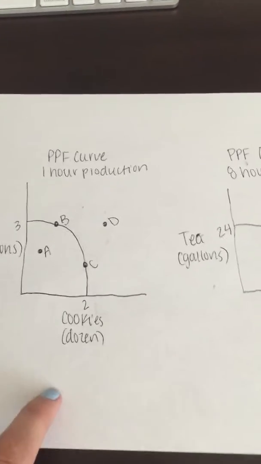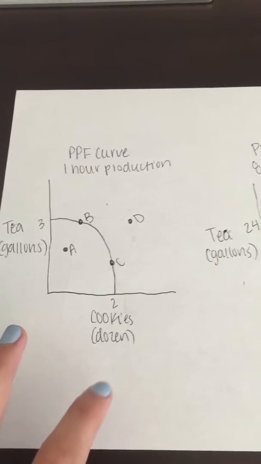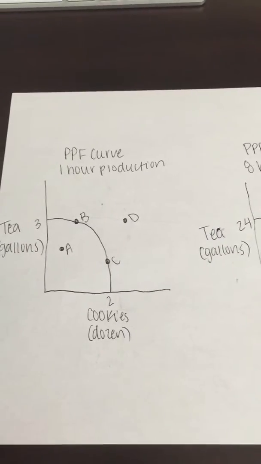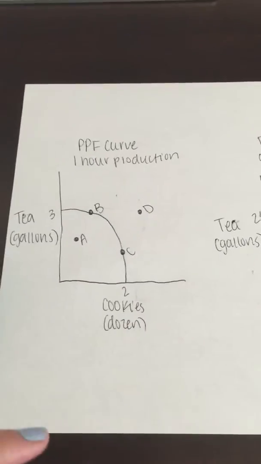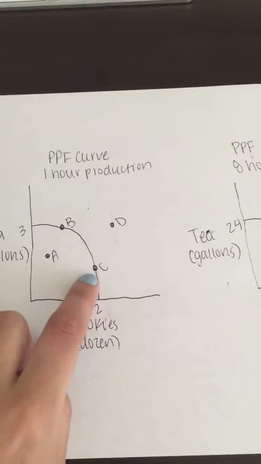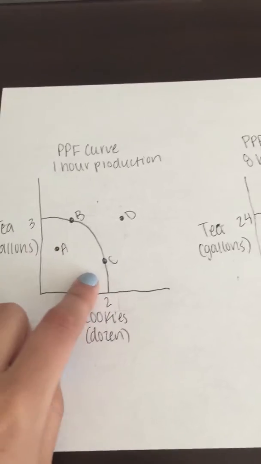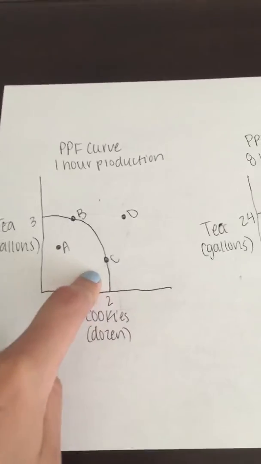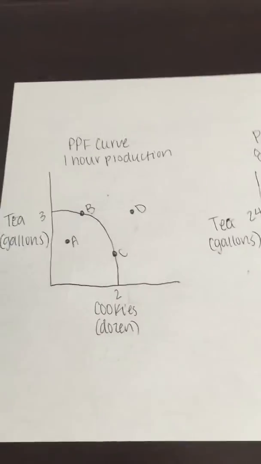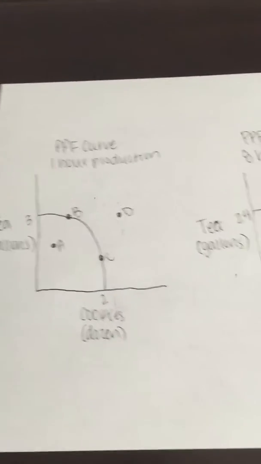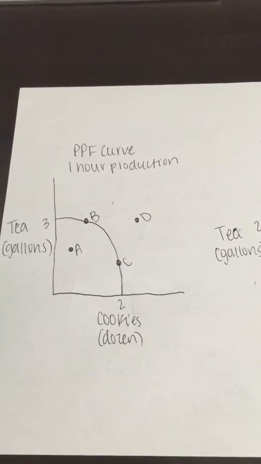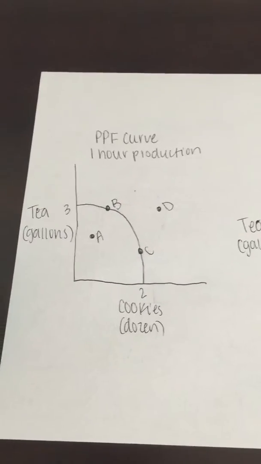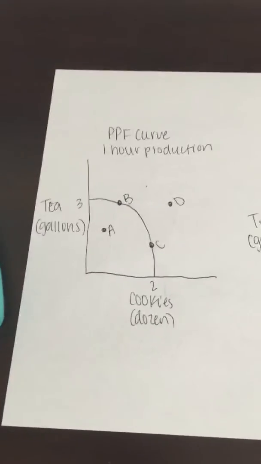So if a newer technology came out, let's say there's a brand new oven I got and it could produce cookies faster, I would produce cookies faster, but in order to improve my cookies, I would have to lower how much tea I have. So on that line, to keep it efficient, if you're going to increase one production, you have to decrease the other and vice versa.